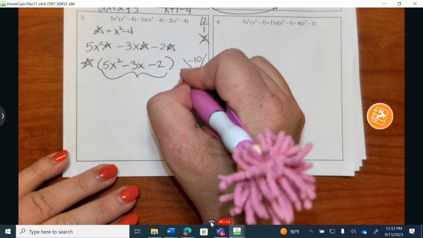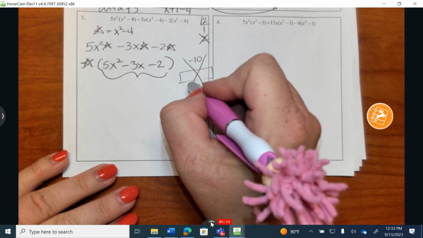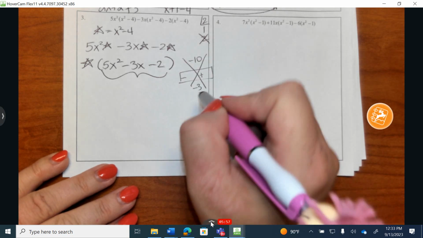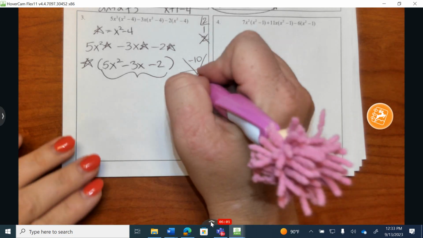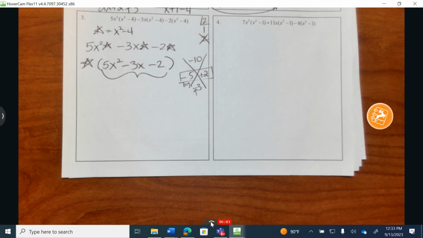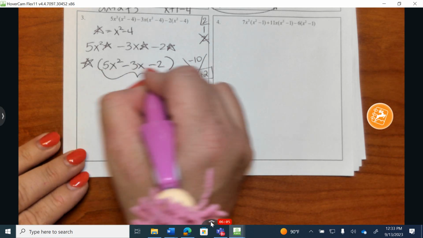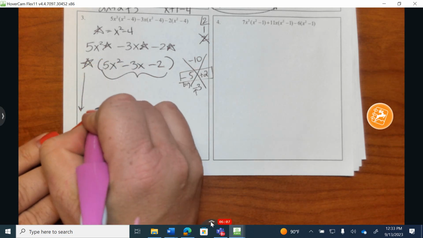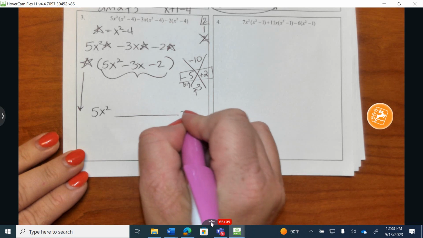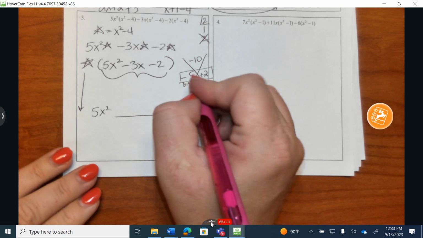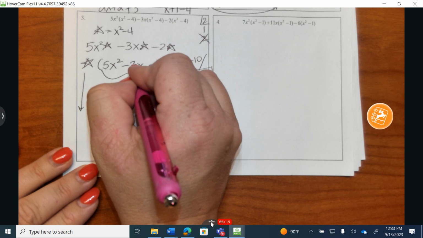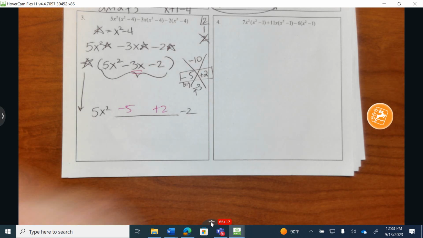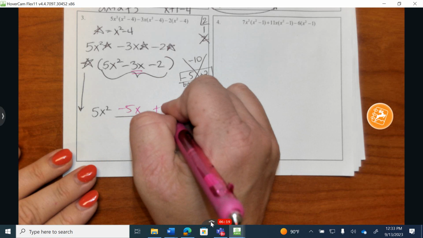I want two numbers that multiplied equal negative 10. They have to be different signs because it's a negative, and the larger is going to be negative. So that's going to be negative 5 and positive 2. Only concerned about this, I'll bring this down later. 5x squared minus 2. And now in that spot, I'm going to put minus 5 and plus 2, and then I have to come back up top here and ask myself what should belong with those numerical values.